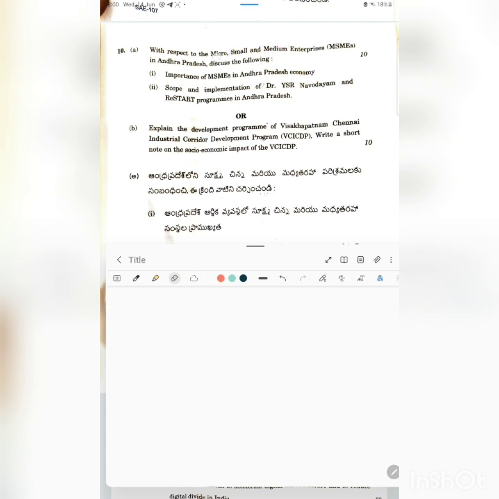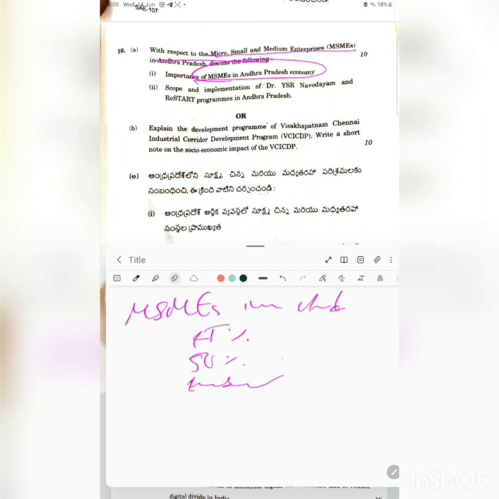And then again, with respect to micro, small, medium enterprises in Andhra Pradesh, discuss the importance of MSMEs in Andhra Pradesh economy. So I just wrote about a lot of facts, about 45 to 50% of employment and industrial output, how it is improving, and how it is providing at least 10 lakh jobs in MSMEs, and all those points, how it's going to transform the AP agrarian economy into an industrial economy.